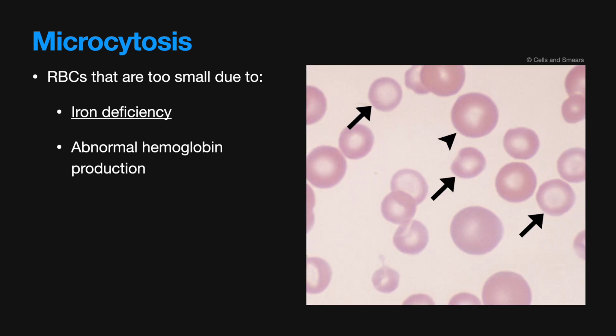Microcytosis refers to RBCs that are too small, and this usually develops due to an iron deficiency. However, we can also see it with other conditions that affect hemoglobin production.